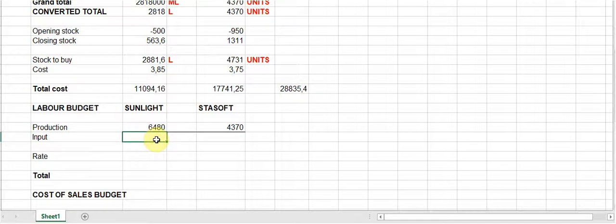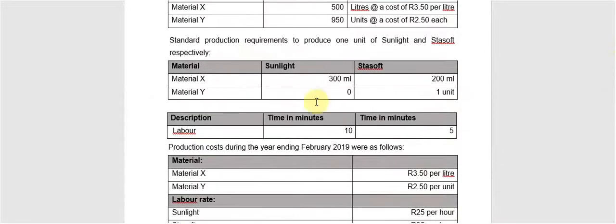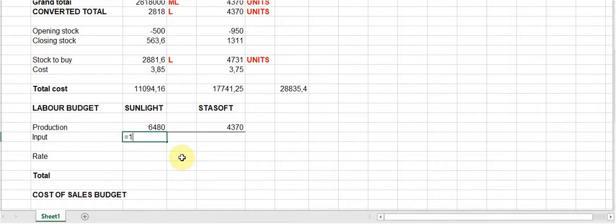So if I look at my question, we are given 10 minutes and 5 minutes for Sunlight and Stasoft respectively. So 10 minutes and 5 minutes, we need to go and convert. So it's going to be 10 divided by 60. And of course, this gives us a repetition. So if we now use 2 decimals, it's 0.17. And for the 5 minutes, 5 out of 60, that should give us 0.08.